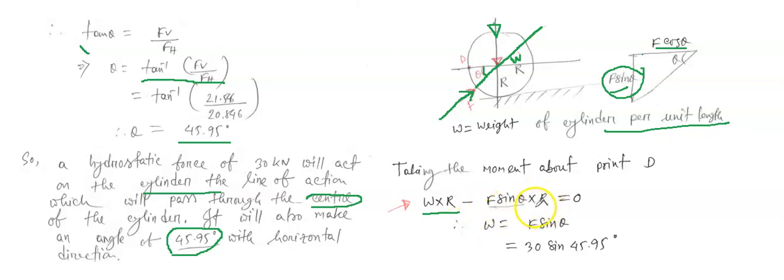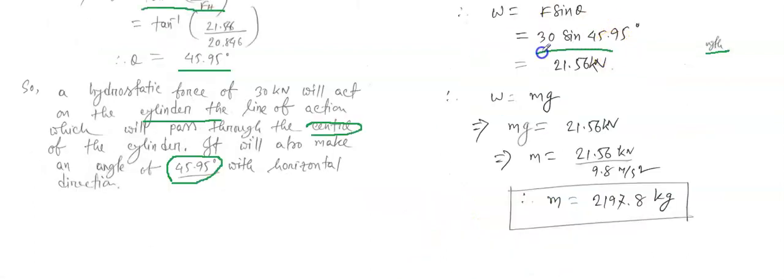Now if we simplify, we can write W into R equals F sine theta into R, so you can eliminate this R and this R, and it will be W equals F sine theta. We know F equals 30, we know theta equals this. Then if we simplify this term, we'll get the weight. So now we got the weight: W equals 21.56 kilonewton.